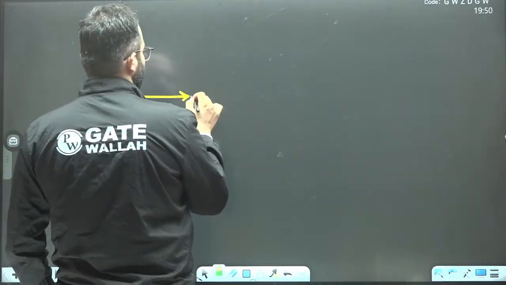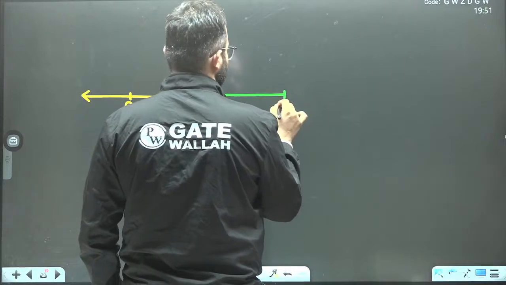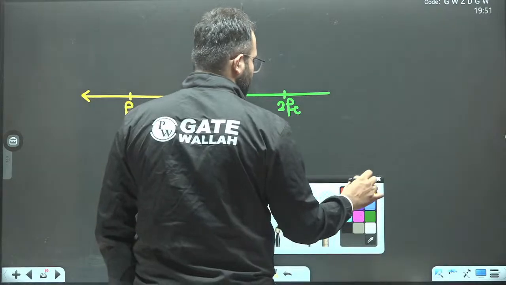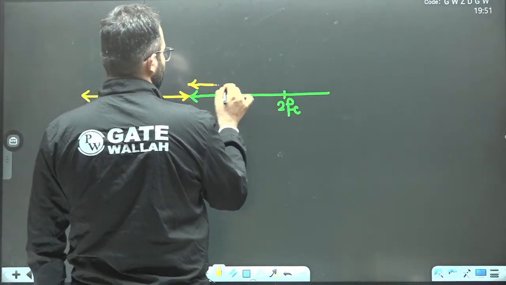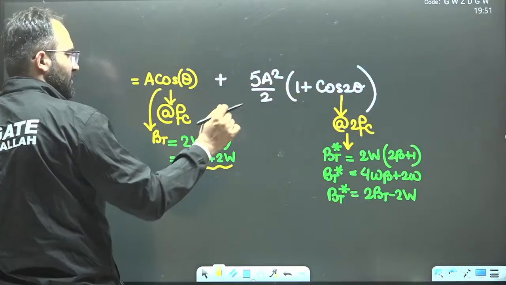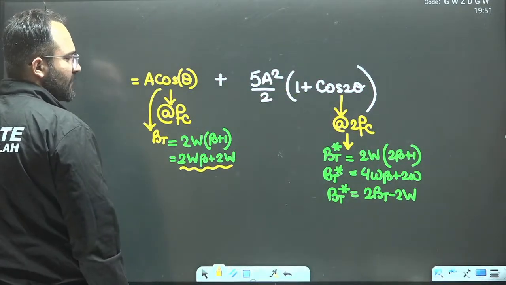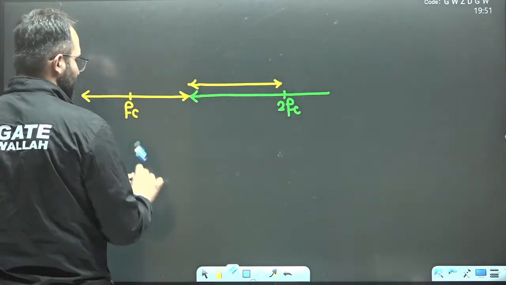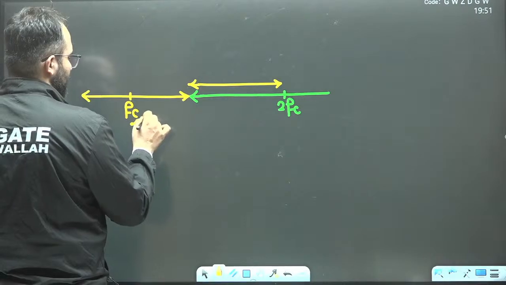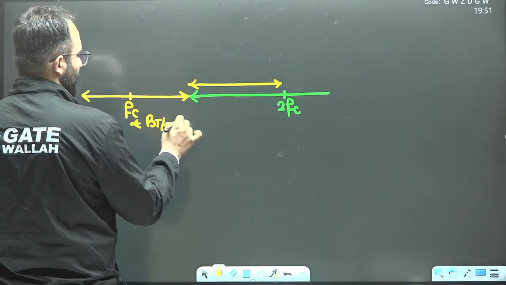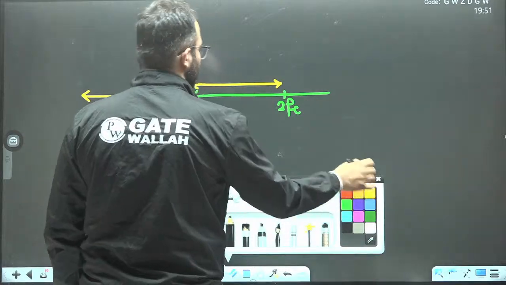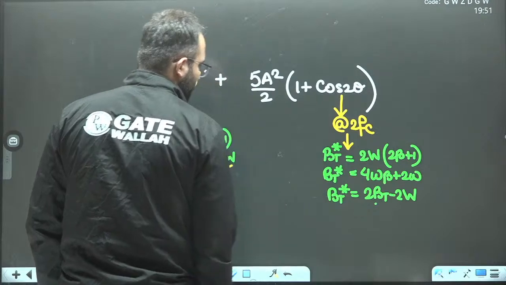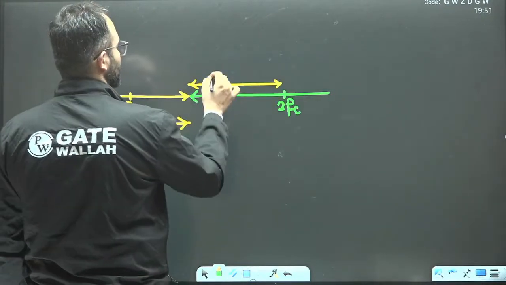And the other one is at 2FC. What will be the one-sided bandwidth? So the two-sided bandwidth will be 2BT minus 2W, or we can write it like this. The one-sided bandwidth will be BT minus W. What will this be, dosto? This is the total bandwidth, two-sided. What will be the one-sided? BT minus W.